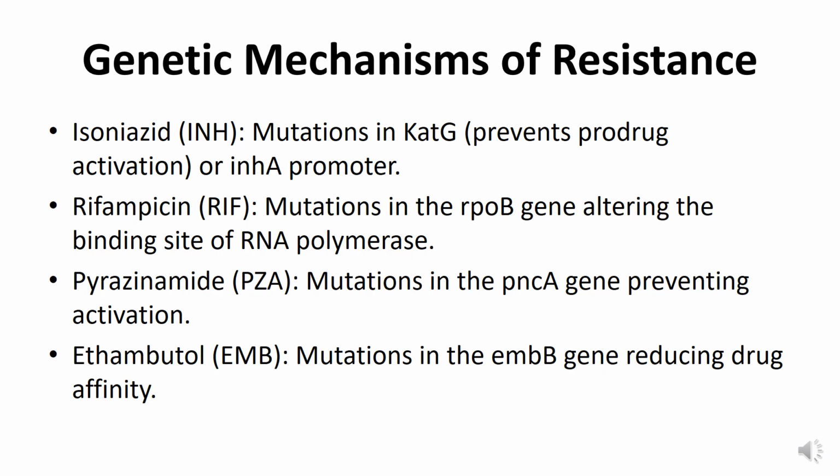KATG and INHA mutations affect isoniazid, RPOB mutations affect rifampicin, PNCA mutations affect pyrazinamide, and EMBB mutations reduce susceptibility to ethambutol. Understanding these mechanisms is essential for appreciating both the challenges of drug-resistant tuberculosis and the importance of multi-drug therapy.